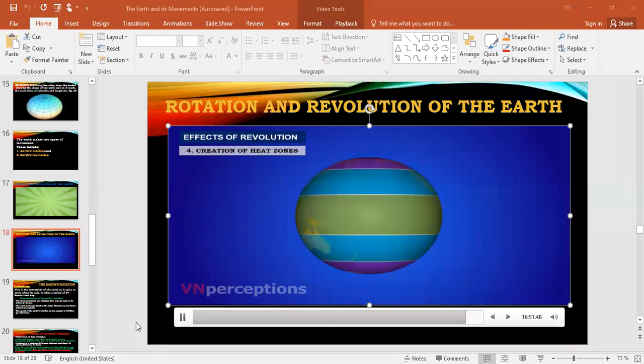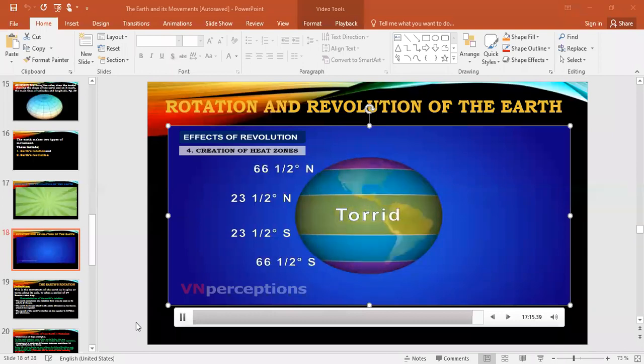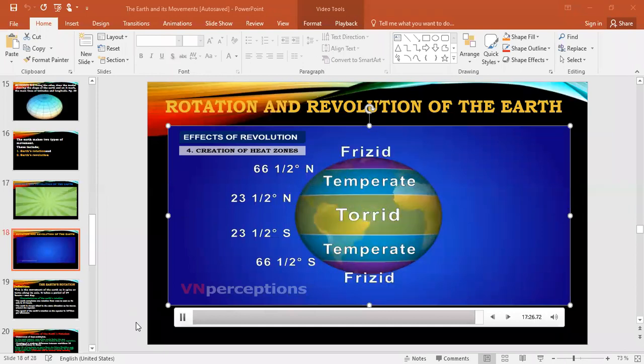Next effect of the revolution is the creation of heat zones. The entire earth can be divided into heat zones like the torrid zone, which lies between 23.5 degrees north and 23.5 degrees south. This region is referred to as torrid zone or the tropical zone. Beyond 23.5 degrees north as well as south up to 66.5 degrees, the region is temperate zone. Beyond 66.5 degrees in north and south, it is the frigid zone. So there is creation of heat zones. This again is because of revolution of the earth.